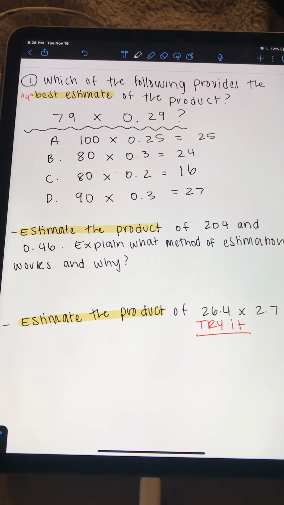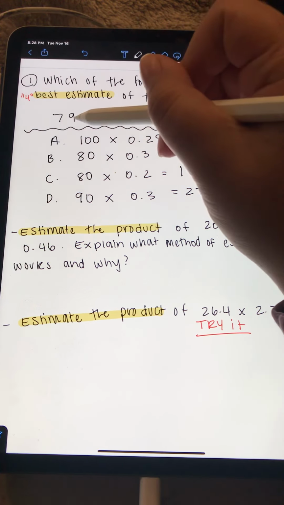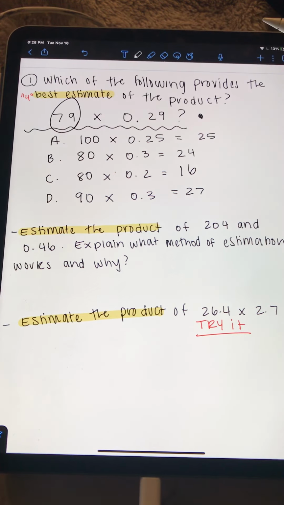So if we look at this first problem, 79 times 0.29, right? When we think about estimating, we want to look at our choices A, B, C, or D and find numbers that are close to the numbers that we are starting with, right? So if we look at 79, okay, how would we want to round that? Well, we can round it up to 80, right? 79 is really close to 80.